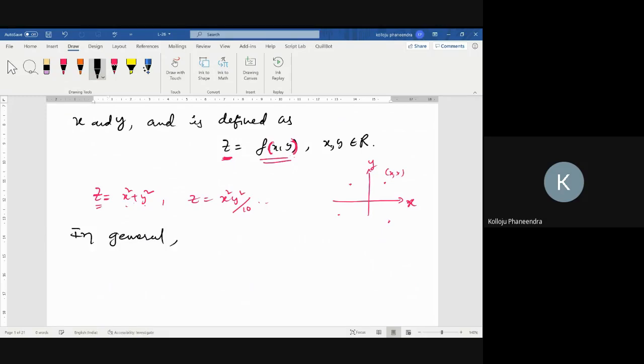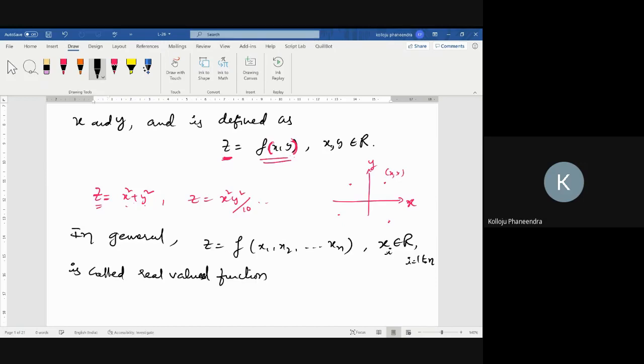In general, if z equal to some function of x1, x2, and so on, xn, where all xi belong to R, i is from 1 to n, that means x1, x2, and xn are all real numbers, then z equal to f of x1, x2, xn is called a real valued function of n variables.